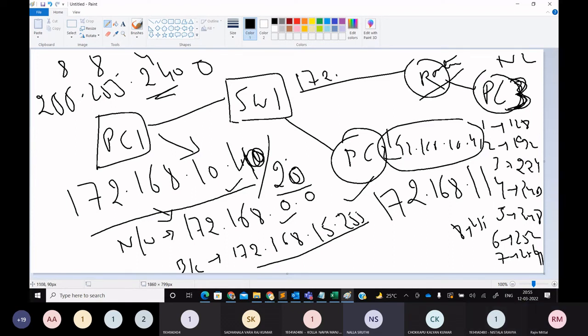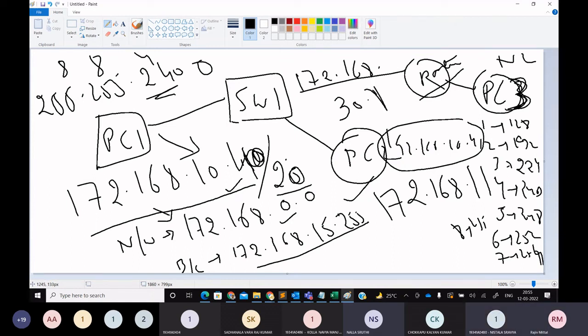172.168. Yeah, 168 dot 30. 30 dot. Anything I can give, right? One, for example, 10, right?